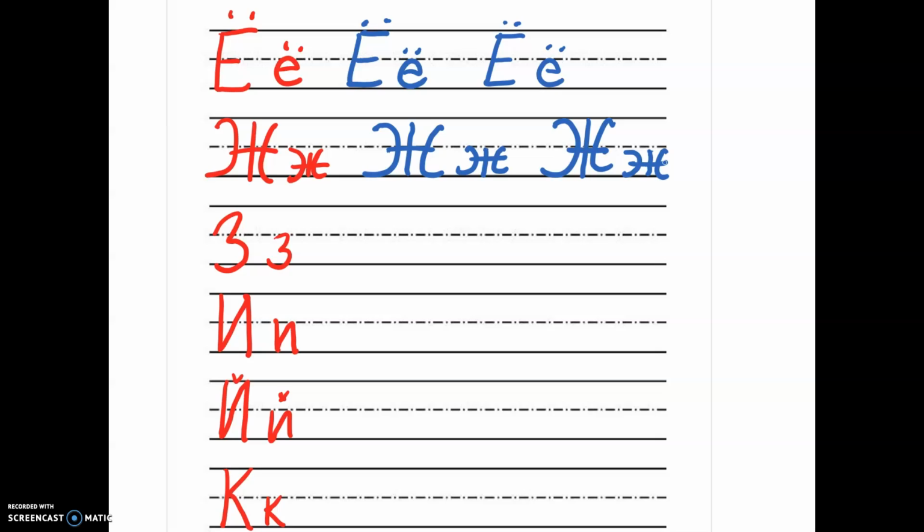Z. Z tends to look like the number 3, although the bottom is a little more curved, perhaps, than a 3. It's okay if you go below the line, like I did here for the lowercase, but usually you'll see it something like that. E.